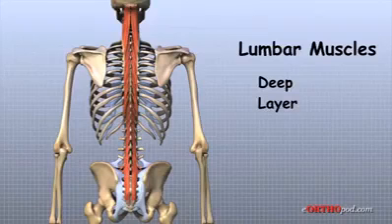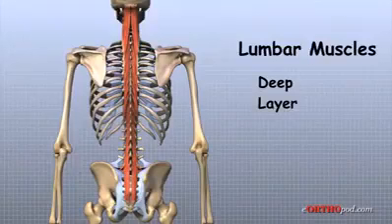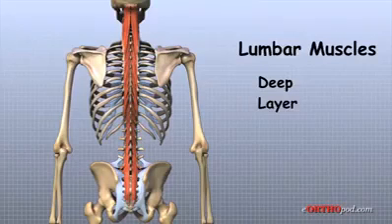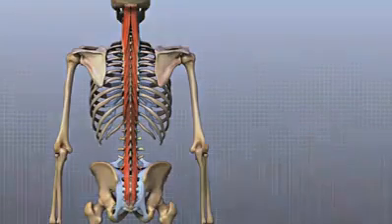The deepest layer of muscles runs along the back surface of the spine. These muscles connect the lumbar vertebra, pelvis, and sacrum and coordinate movement with the muscles of the abdomen to help hold the spine steady during activity.